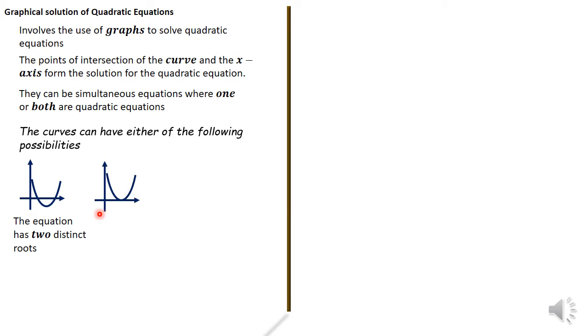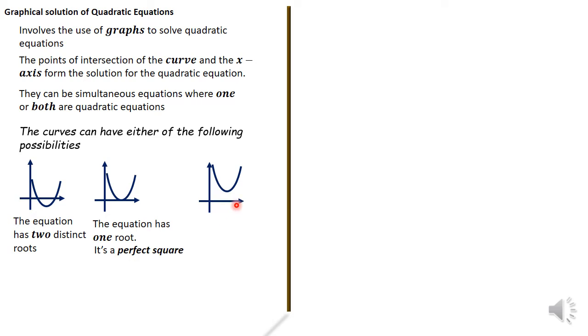We could also have the curve appearing like this, where the curve is just touching the x-axis once and taking a turn at that point. And this case is where we have one root. And again, please understand that this is normally generated when we are working with a perfect square. What this statement means is that the quadratic expression before the equal sign is a perfect square.